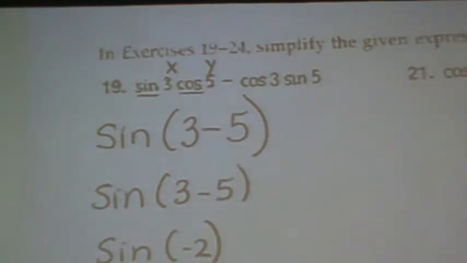Okay, next one. 21. Okay, now you gotta look really carefully at this one. This one says cosine, cosine, sine, sine. We're going to call this x plus y the first angle, and we're going to call this the second angle. Call it B. See, cosine, cosine, sine, sine.